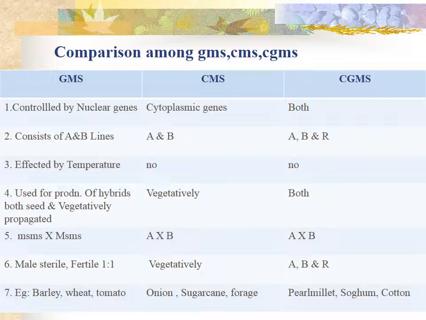Examples: GMS is used in barley, wheat, tomato. CMS in onion, sugarcane, forage, and CGMS in pearl millet, sorghum and cotton.